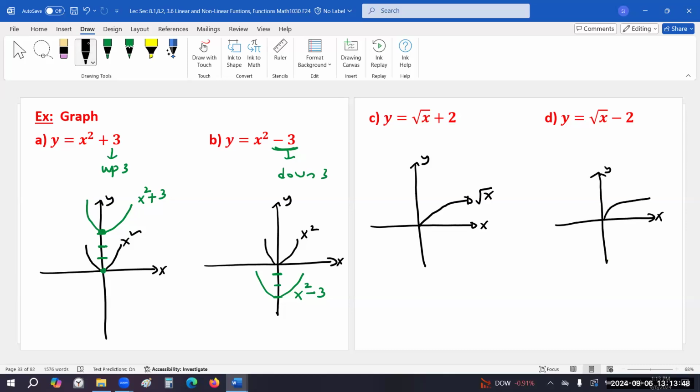That's what I said. You must memorize these 4 shapes for 4 functions.